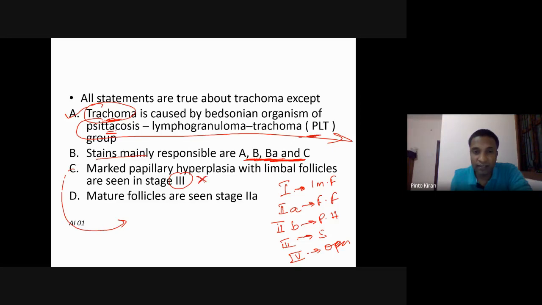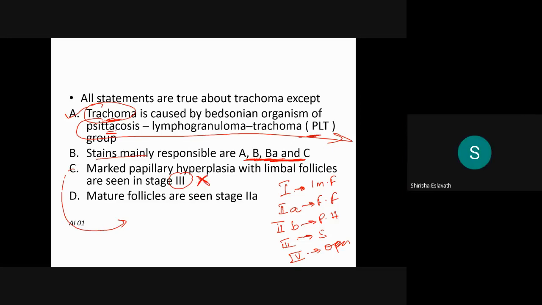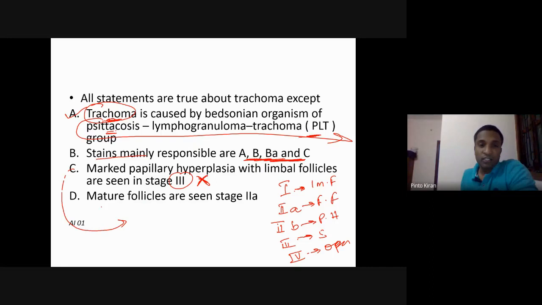Isn't it? Yes, sir. This is the wrong answer. So then you have mature follicles in stage 2A. Correct. This is the correct answer. So the classification is very, very important. You should not forget. You go back and read and remember.